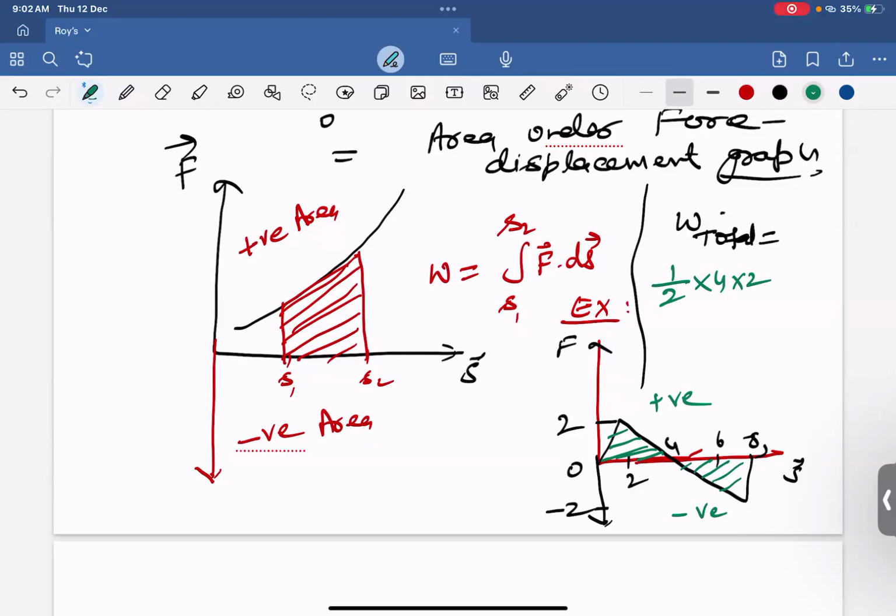Force is negative here. So if I take negative, same we will find that this is half into base, which is 4 to 8, that is 4 only, and the height is also this 2. So again you will see both are the same only. So total work done in this condition will be 0.